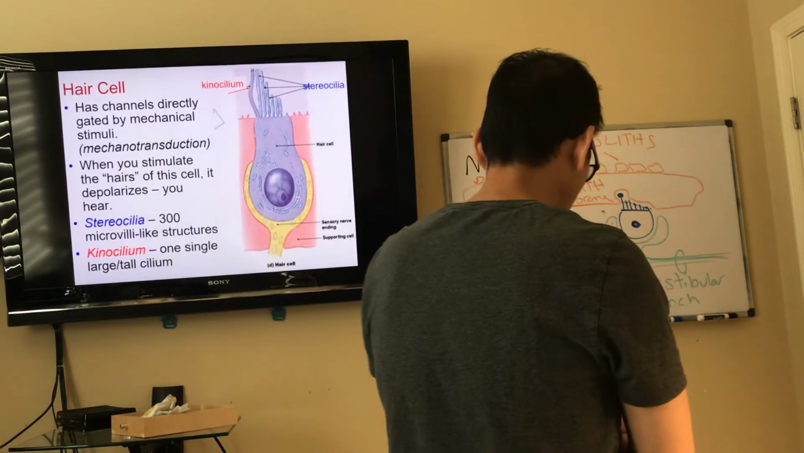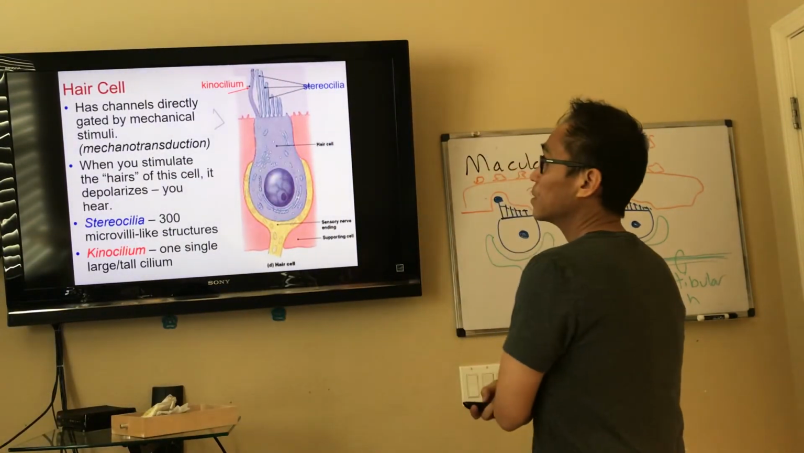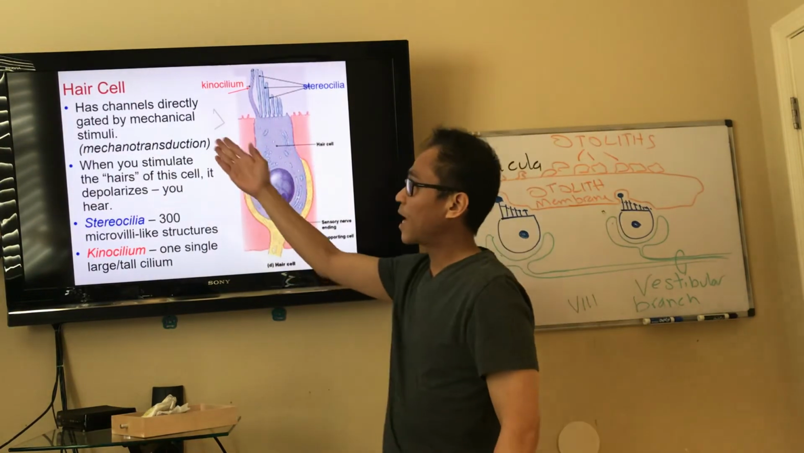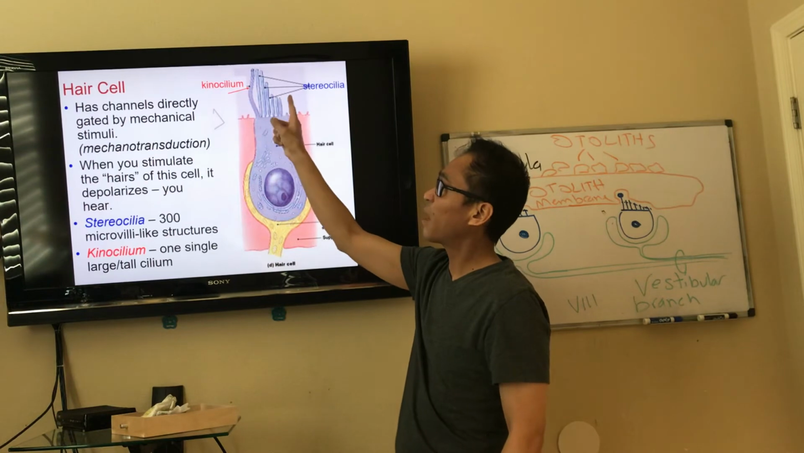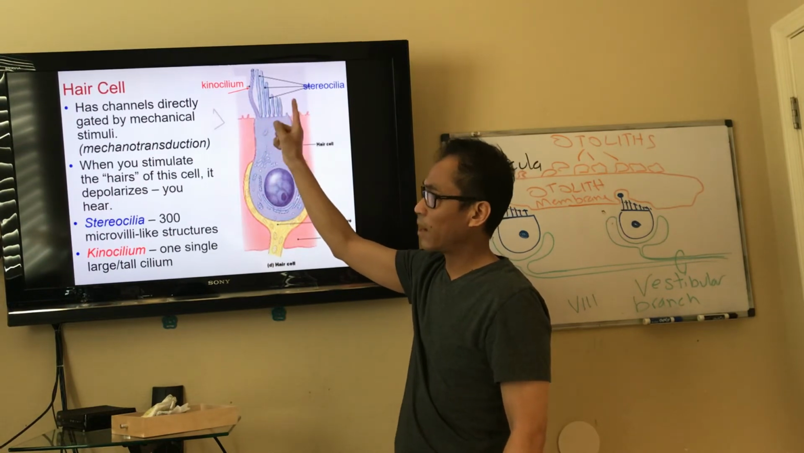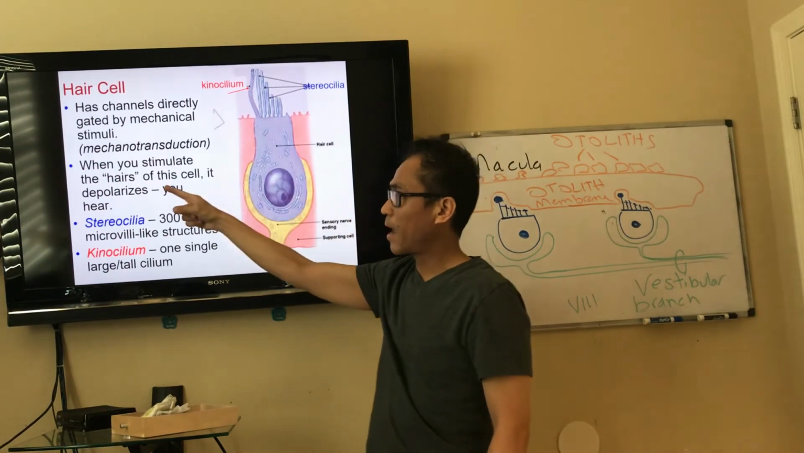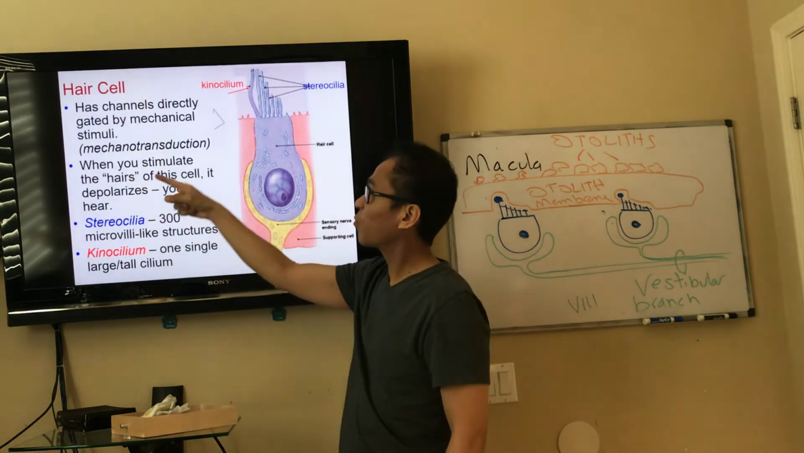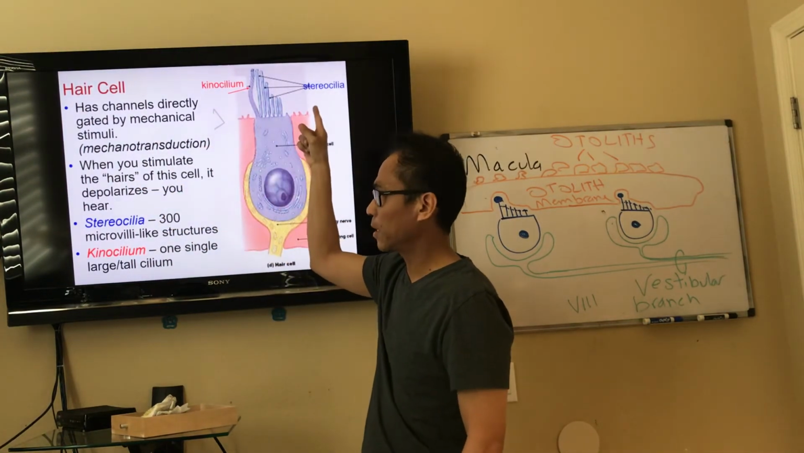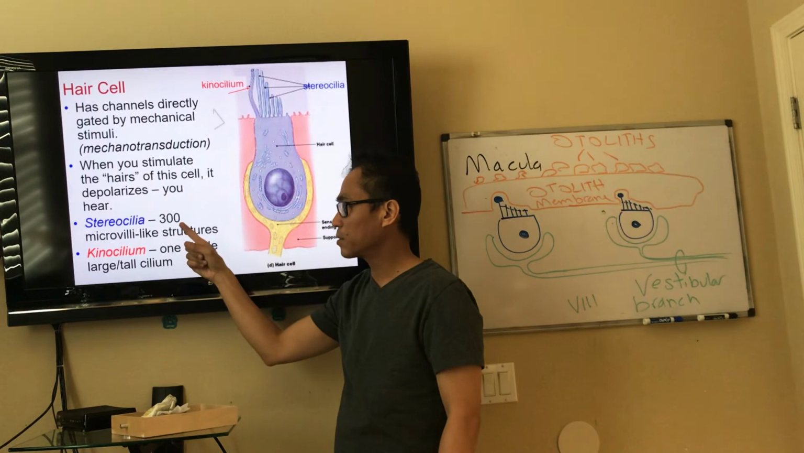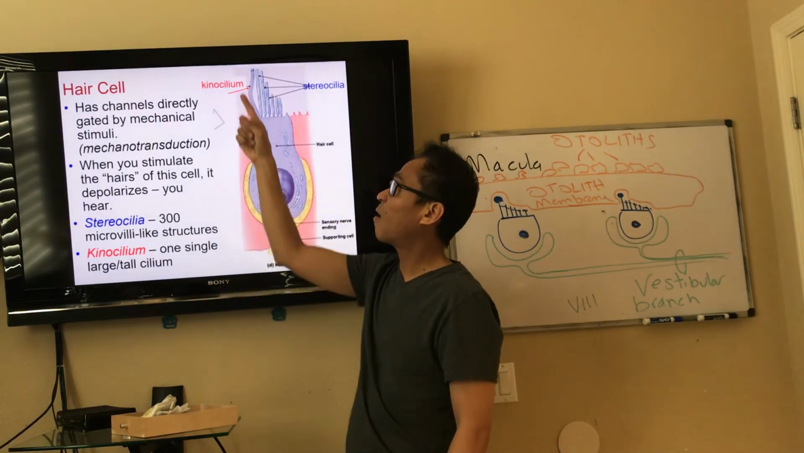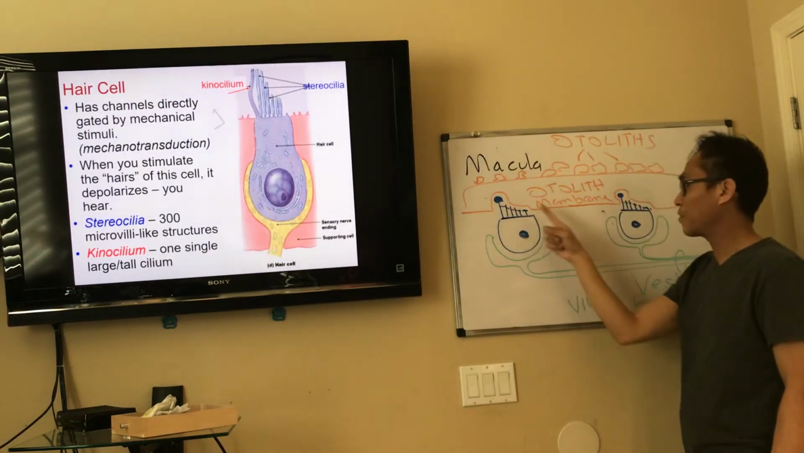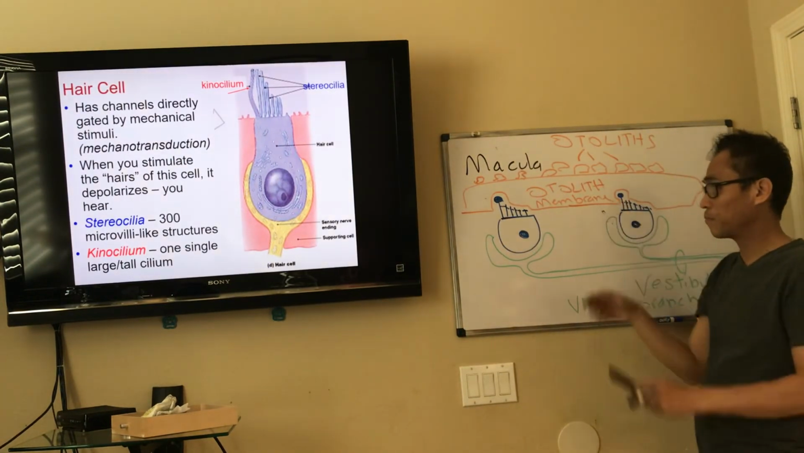So again, a little bit more about those hair cells. They have channels directly gated by mechanical stimuli. That mechanical stimuli is the wiggling of the hair cell bundle. When you stimulate the hairs, quote unquote, of this cell, really they're kinocilium and stereocilia. You have more stereocilia, but that kinocilium, you have one, large and tall, and I drew it as like a little dandelion, the first one here, the kinocilium.